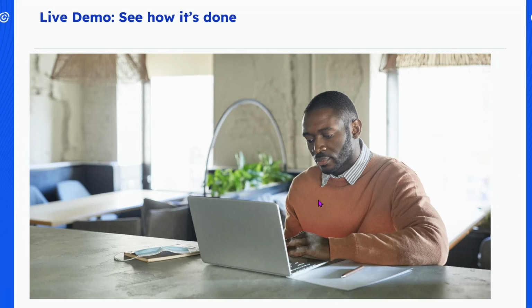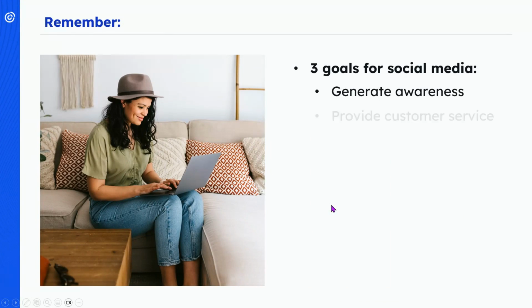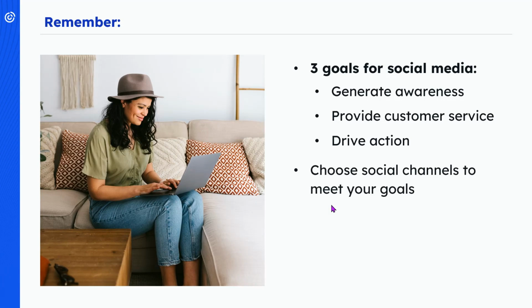All right, so as you're getting started with social media marketing with Constant Contact, don't forget the three essential goals for social media, which are awareness, customer service, and driving action. Also remember that each social channel is different. Ideally, you want to choose social platforms based on the customers you're trying to reach, what your business goals are, and the personality of your brand. So start with one platform to use on a regular basis to learn what works best for you and your audience, and then extend that knowledge onto the other platforms.